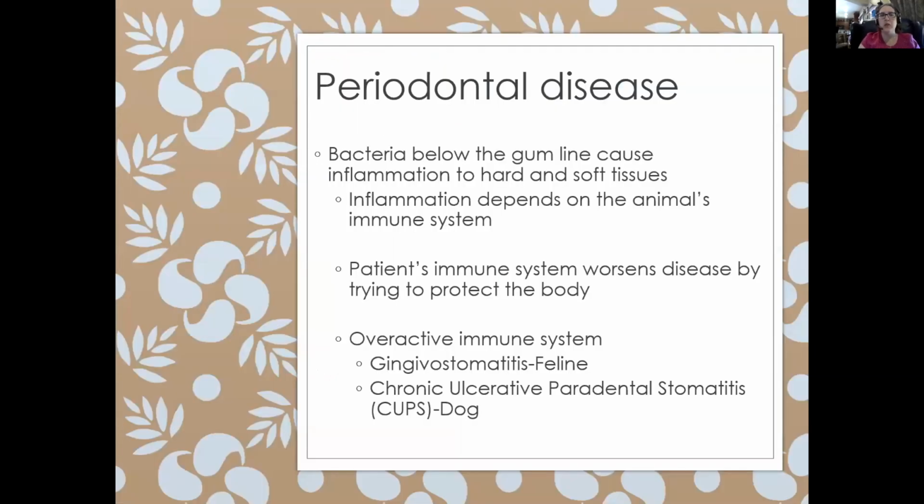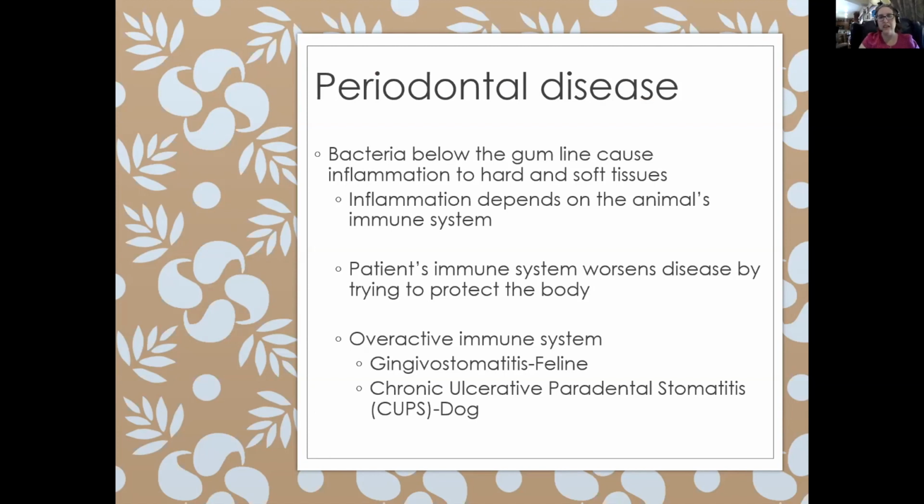So the bacteria below the gum line cause the inflammation to those hard and soft tissues. But honestly, the inflammation depends on what the animal's immune system is like. The patient's immune system is worsened by the animal's own body because they're trying to protect against the disease. If animals have an overactive immune system, then it can cause a really amped up inflammatory process. This is commonly seen in the cat with the condition called gingivostomatitis. In the dog, it is also a gingivostomatitis, but it's something they call CUPS, which stands for chronic ulcerative periodontal stomatitis. But both of those are a hypersensitive immune response.